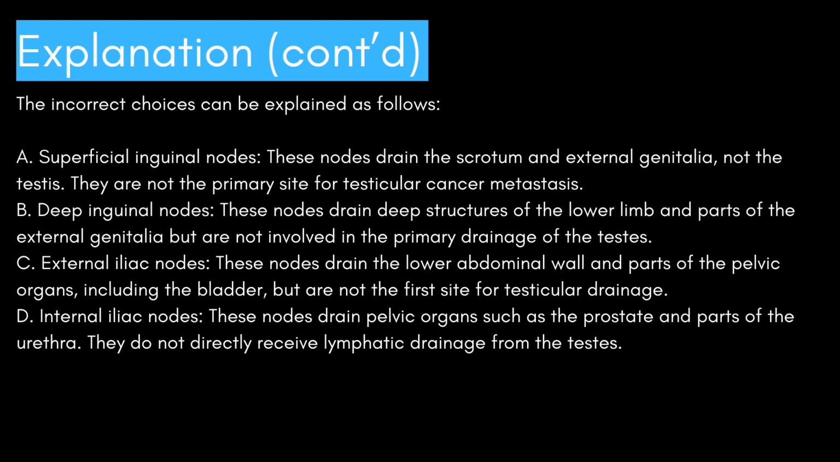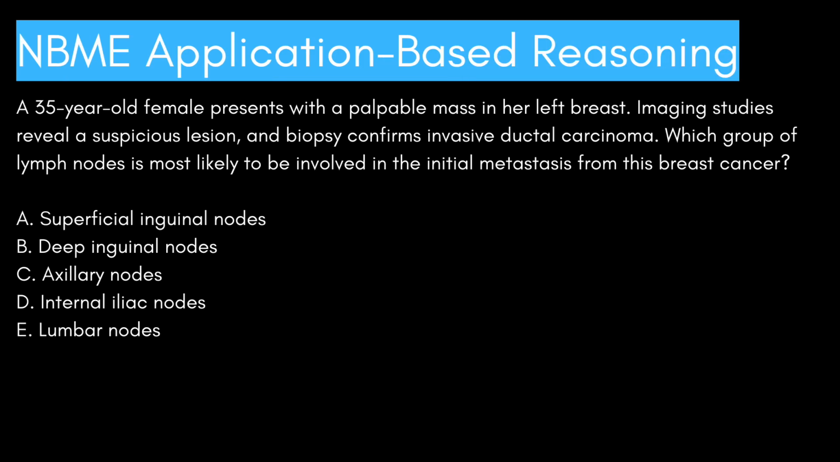All right, now that we have covered this question, let's move on to look at the next question. A 35-year-old female presents with a palpable mass in her left breast. Imaging studies reveal a suspicious lesion, and biopsy confirms invasive ductal carcinoma. Which group of lymph nodes is most likely to be involved in the initial metastasis from this breast cancer?